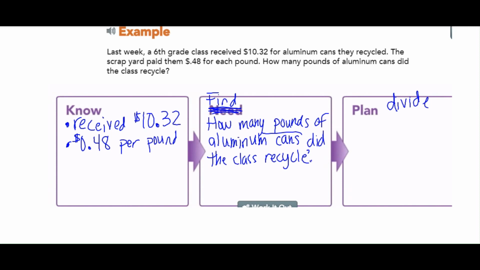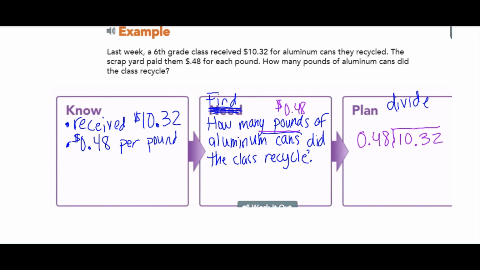So if we replace that pounds with the actual numbers, it will be 48 cents per pound. So the pounds can be replaced with 48 cents. How many 48 cents of aluminum cans did they recycle? So how many 48 cents are in $10.32? That'll help us to get the answer. So everything that we have is our dividend, and that goes inside of the house. So in this case, it's going to be $10.32. And then our divisor, what we want to make groups of, and every time we make a group, that's going to be one aluminum can. So we're going to put 48 cents here.